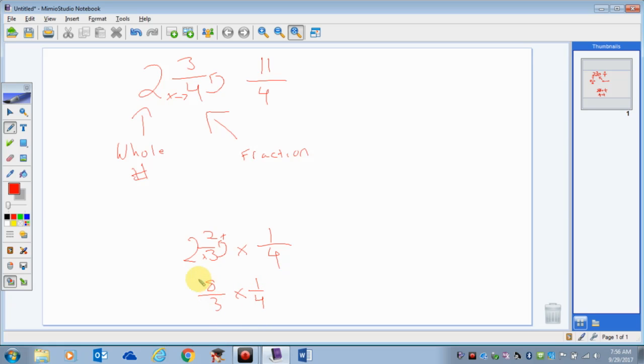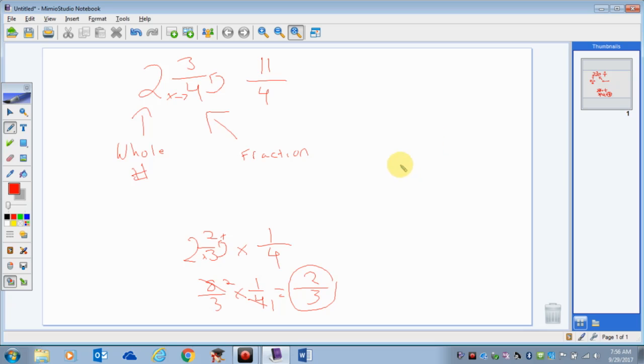I cross reduce. 8 and 4 cross reduce. 4 will go into both. That becomes a 1. That becomes a 2. I multiply out. 2 times 1 is 2. 3 times 1 is 3. And there's my answer. So the answer to 2 and 2/3 times 1/4 is 2/3.